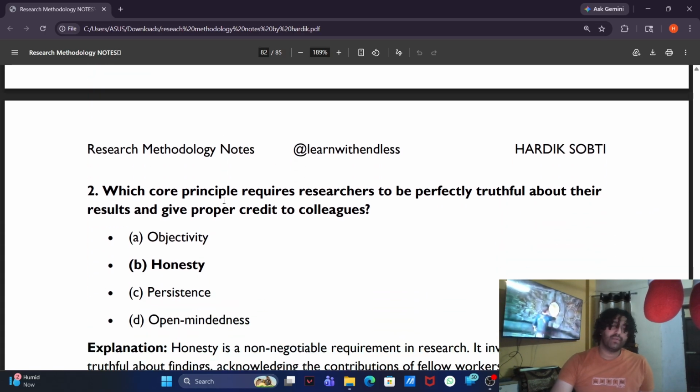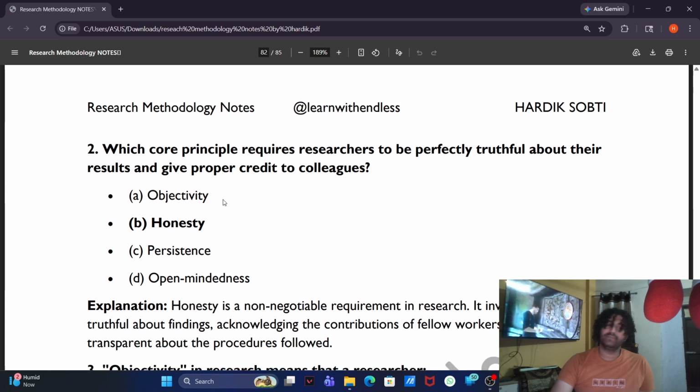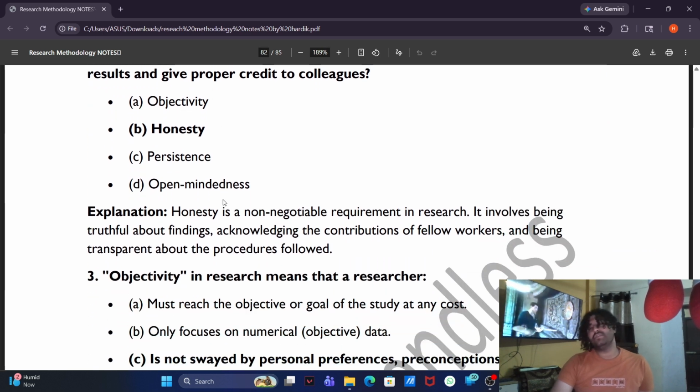Which core principle requires researchers to be perfectly truthful about their results and give proper credit to colleagues? Honesty. Honesty is a non-negotiable requirement in research. It involves being truthful about findings, acknowledging the contributions of fellow researchers, and being transparent about procedures followed.